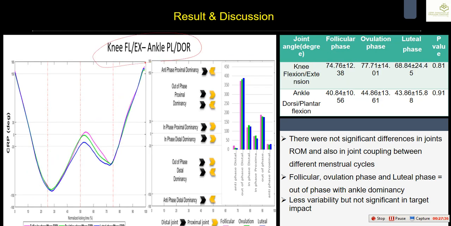For knee flexion extension and ankle plantar dorsiflexion, again we found no significant differences between joint range of motion and coupling angles. But the more coupling pattern was out of phase with ankle dominancy and less variability. We found less variability, but not significant, in target impact.